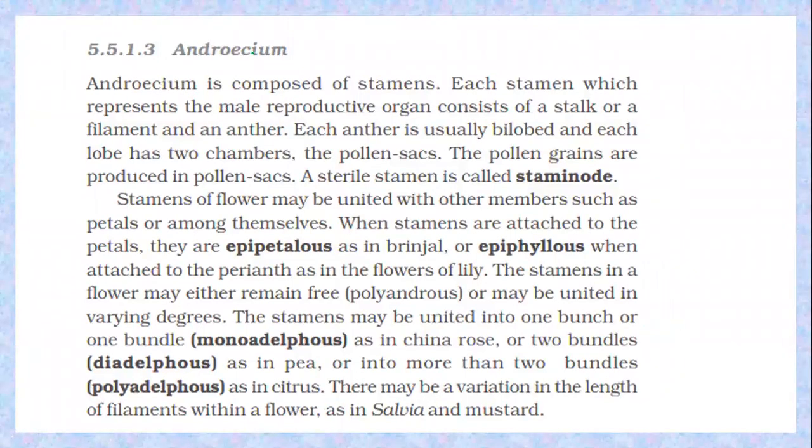Yes, androecium. Androecium is composed of these stamens. Each stamen, which represents the male reproductive part, consists of a stalk called filament and a bilobed structure called the anther. Each anther is usually bilobed, and each lobe has two chambers called the pollen sacs. A sterile stamen is called staminode.